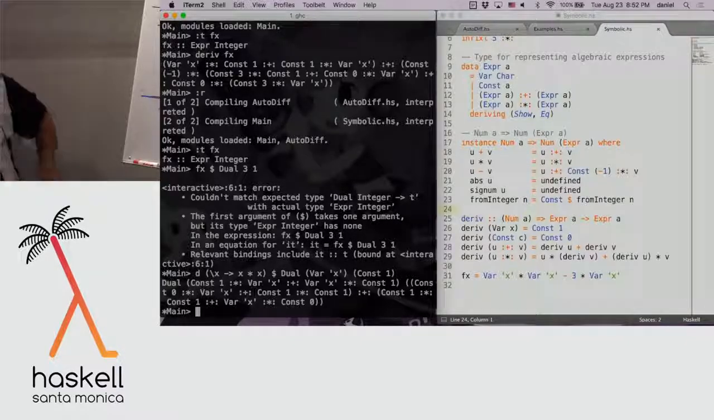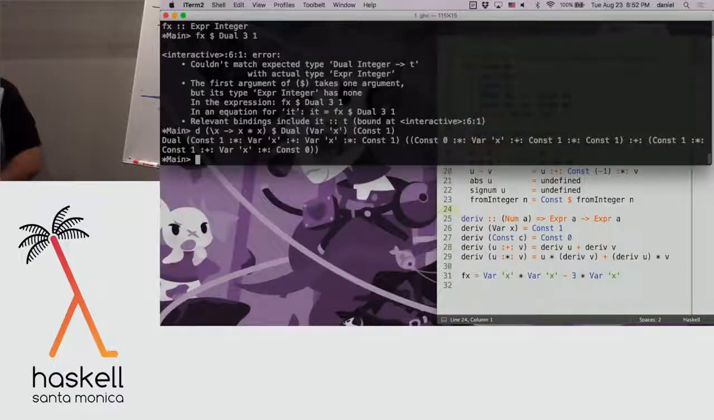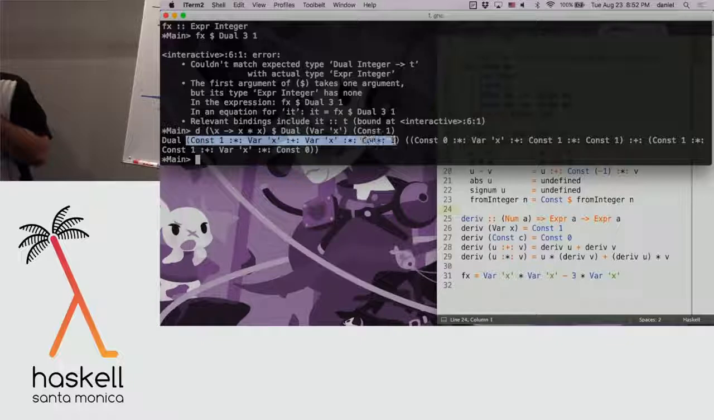Let's see. Let's look at what this. We discovered a value. You can pass it. So we have a dual. Here's the original expression, right? Oh, this is wonderful. So this is how the machine represents our lambda. Is that right? No, it's not right.